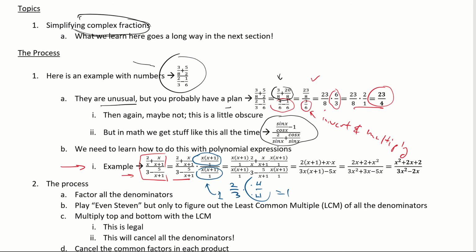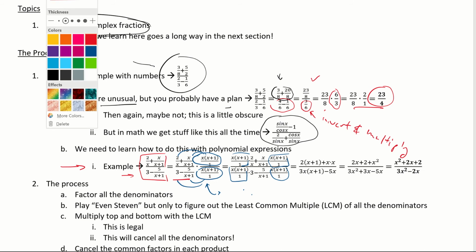But it has this magic of, watch what I do here. Let me erase this guy. Okay. Watch what I do here. I'm going to distribute it with each fraction. Distribute. Here it is. It's going to multiply with 2 over x. It's going to multiply with 3. It's going to multiply with x over x plus 1. And it's going to multiply with 5 over x plus 1. I'm going to do it right now. I'm going to do this in red.